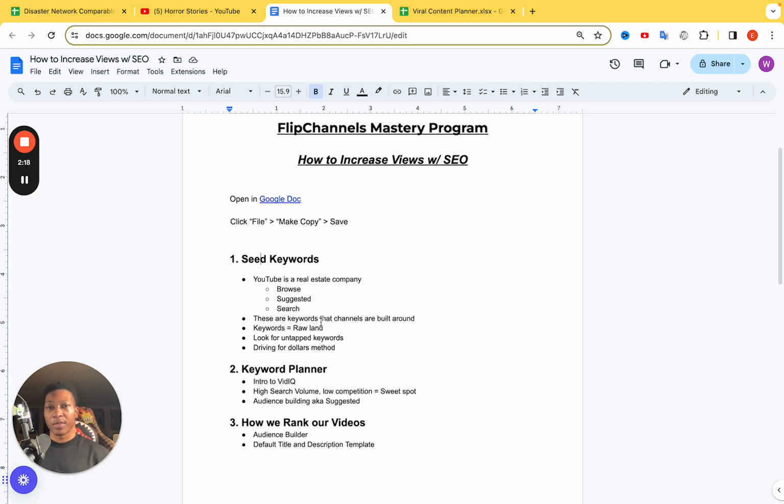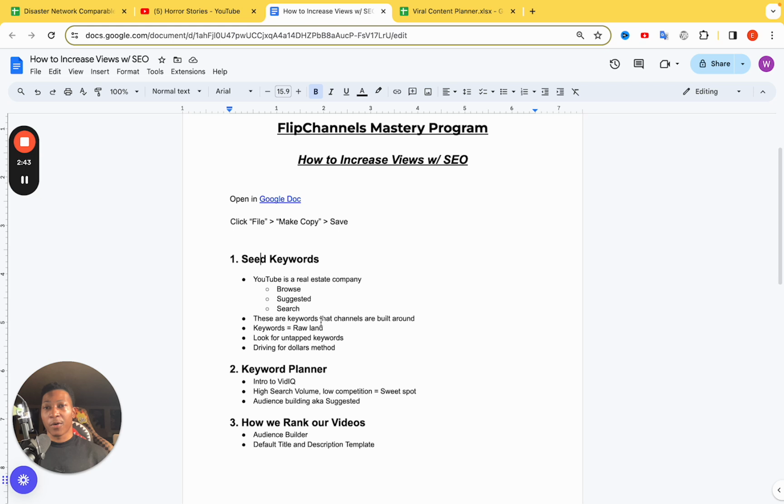This is what we're going to be discussing here: optimizing your channel for search, so that anytime people search certain keywords, your video shows up on the first page of YouTube. Now, seed keywords are keywords that your channel is built around. Usually there are 5 to 10 of them. Keywords, once again, are like raw land, so you want to look for untapped keywords. We look for keywords that have high search volume with low competition.